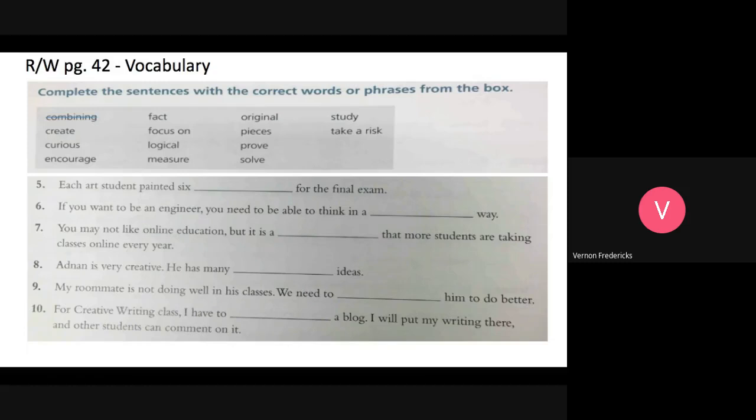Number 8, Adnan is very creative. He has many original ideas. Number 9, my roommate is not doing well in his class. We need to encourage him to do better. Number 10, for creative writing class, I have to create a blog. I will put my writing there and other students can comment on it. Create, number 10.